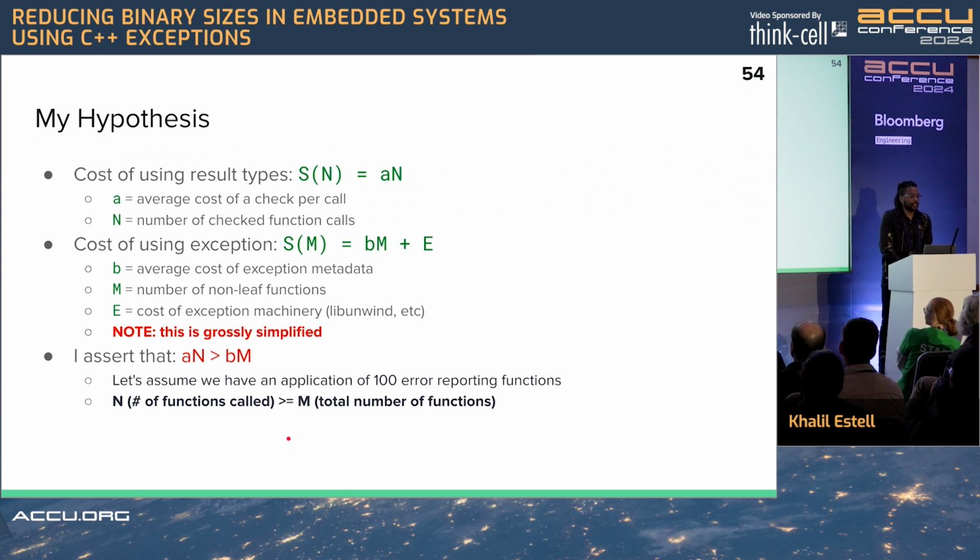And I asserted that a of n is greater than m. And there's one interesting little thing that you can think about, which is you obviously call more functions in your code than you have functions in your code, right? I think that makes sense. If almost all your functions are going to report an error, and you have 100 functions, you're not going to have exactly 100 function calls. You're probably going to have more than that, or at least equal to that.